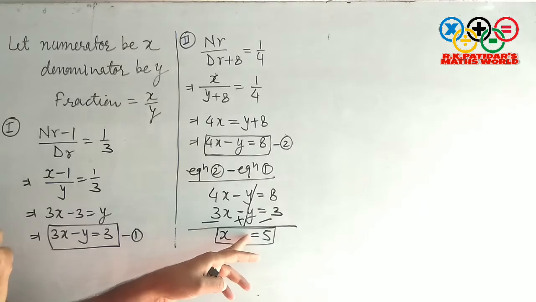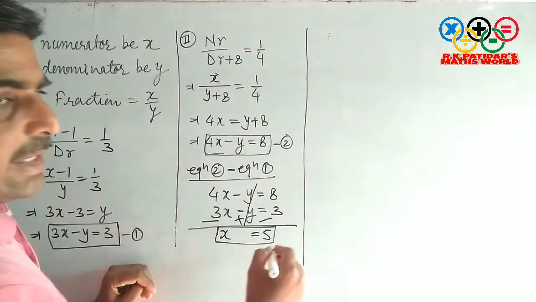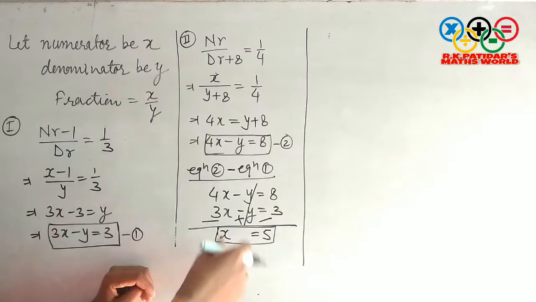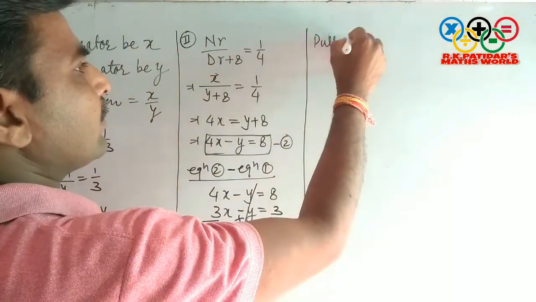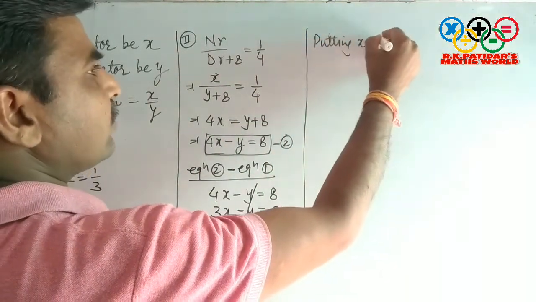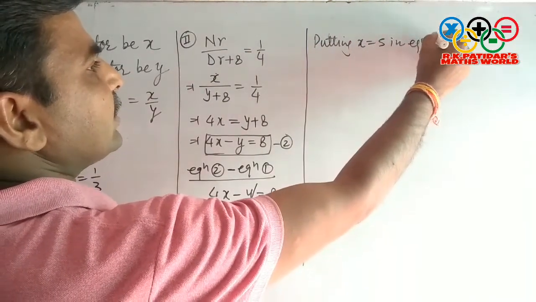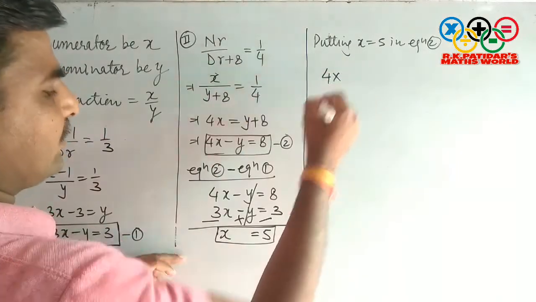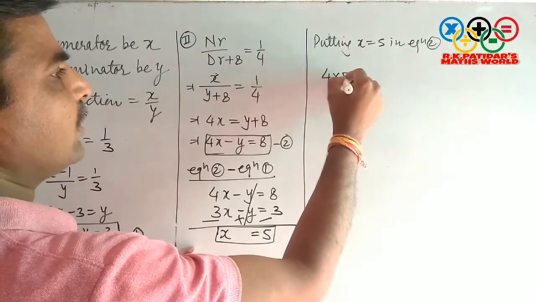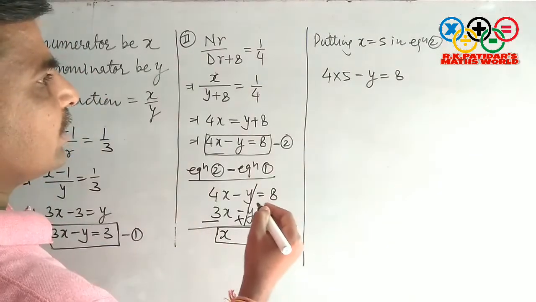Now we will put this value in the second equation. You may put in any equation, किसी भी equation में put कर सकते हैं. यहाँ second में put कर रहे. So putting x is equal to 5 in equation 2. So it is 4x, so 4 into x, value of x is what? 5. 4 into 5 minus y is equal to 8.